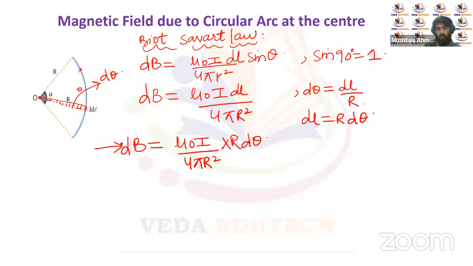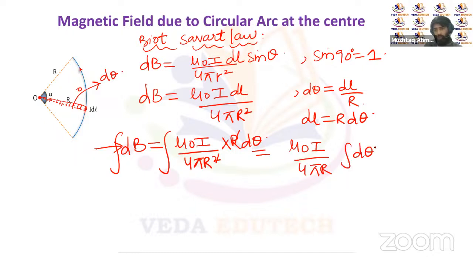Now integrating on both sides to calculate the total magnetic field here, the r and r will get cancelled. We'll be left with mu naught I upon 4 pi r, and the integral of d theta. We have to integrate with respect to the angle subtended by this length element, from 0 to the total angle, which is alpha. So we'll integrate it from 0 to alpha.